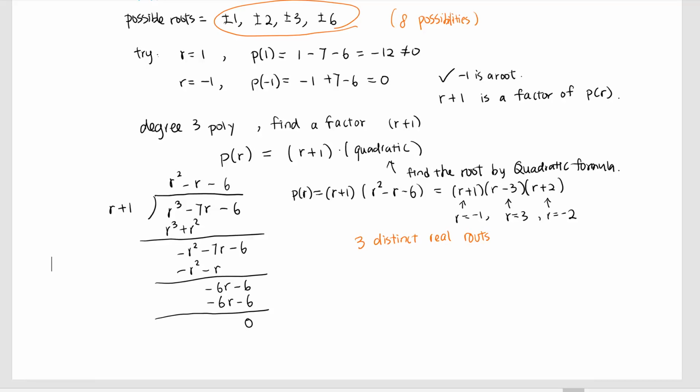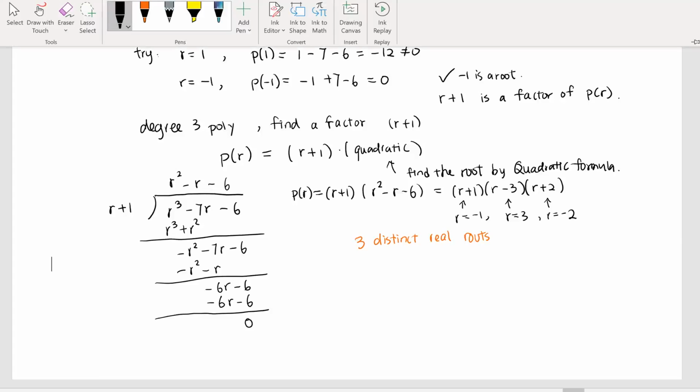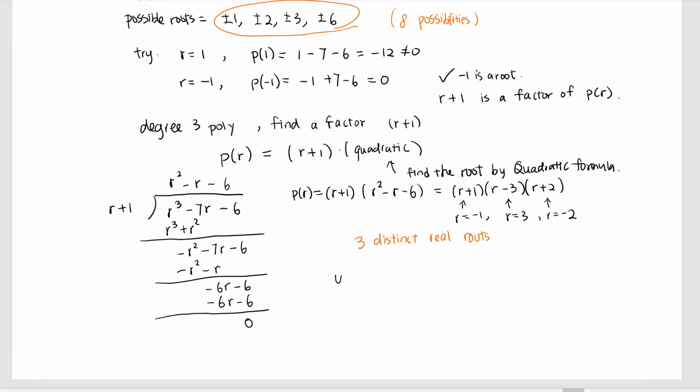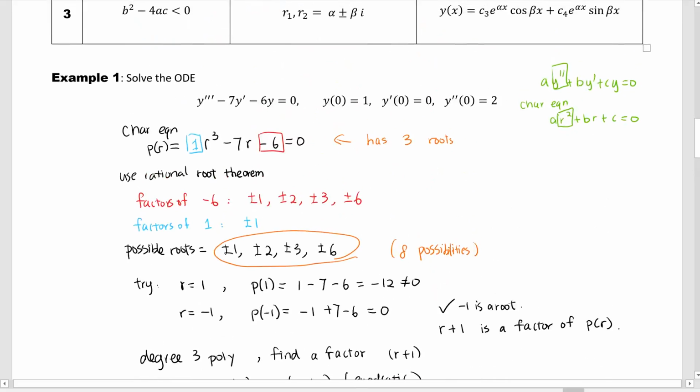Okay, so what is the general solution? Well, the general solution is then y of x is c1 e to the minus 1x plus c2 e to the 3x plus c3 e to the negative 2x. Okay, and this is the general solution. But for our problem, because we have initial conditions, we actually need to continue and solve the 3 constants C1, C2, C3.